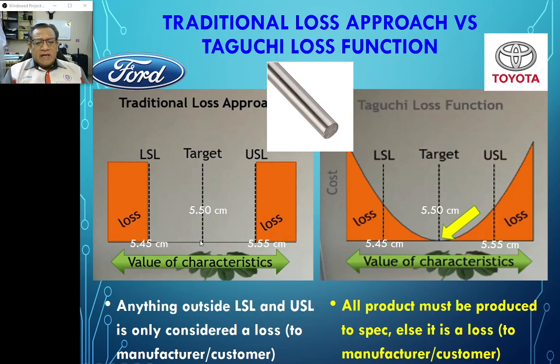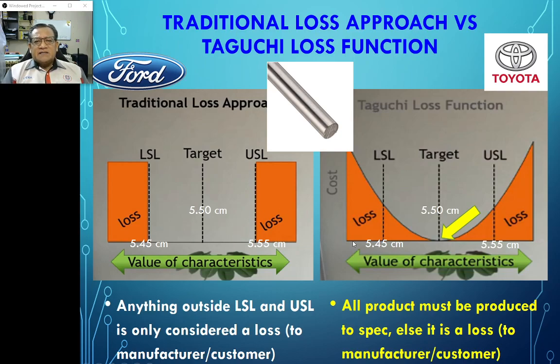However, if the rod is a bit bigger, when it is sent to the customer, the clearance between the rod and the housing will become smaller. If it is a moving part, it will definitely produce a lot of friction, and friction can create heat, and the heat will contribute to a shorter lifetime of the product. But in the traditional loss function, this is still not a loss. It can still be sent to the customer. It's still a gain for you.